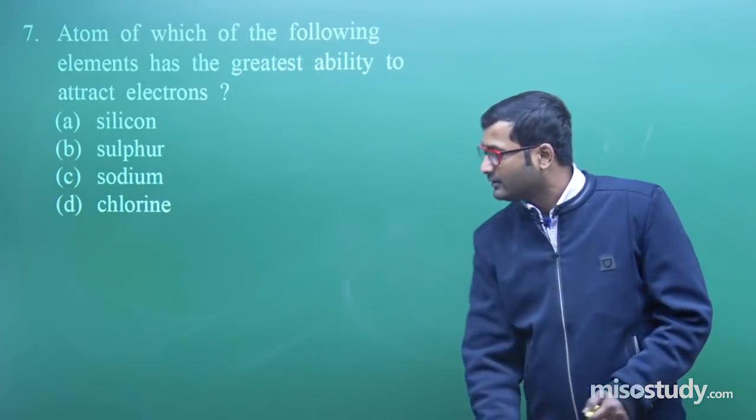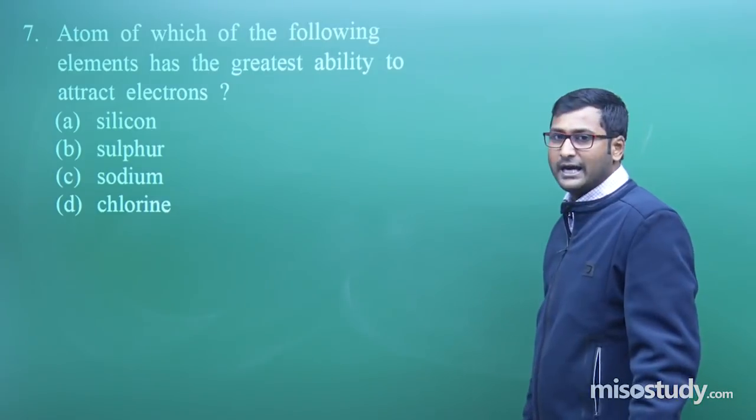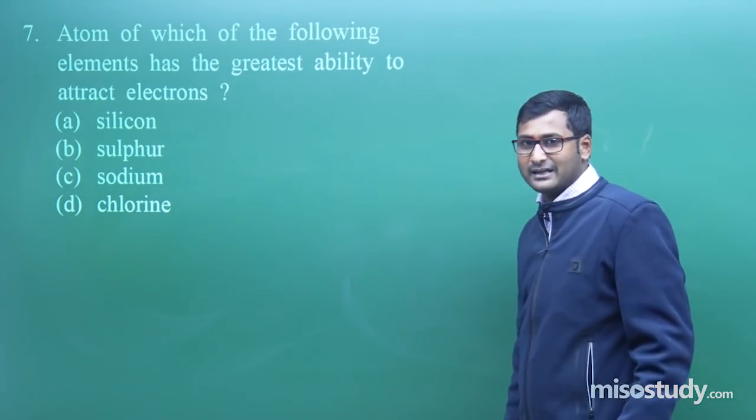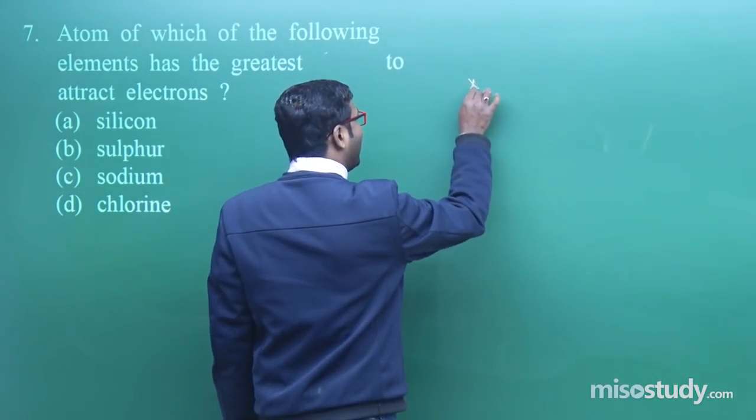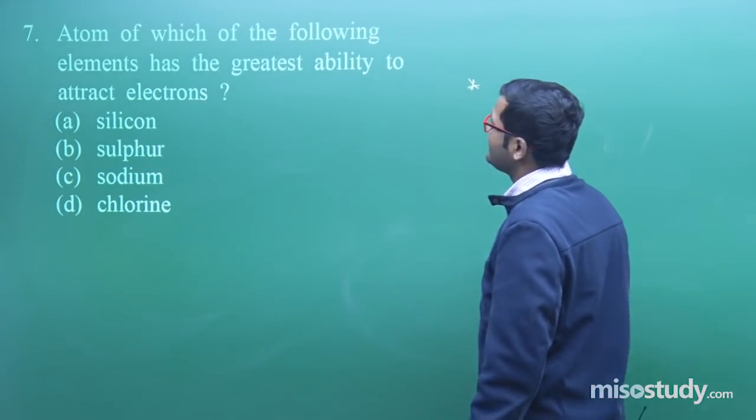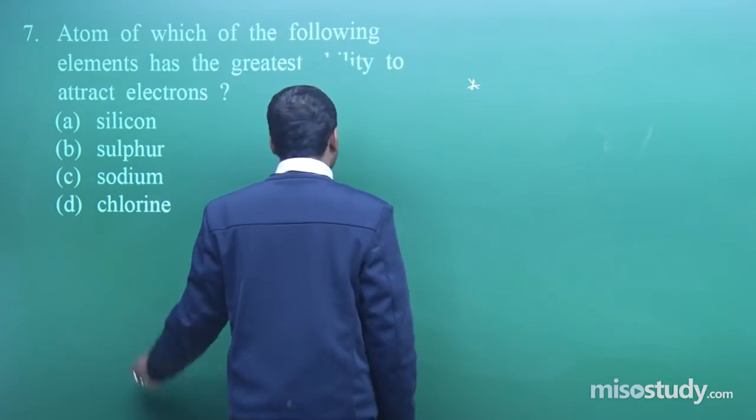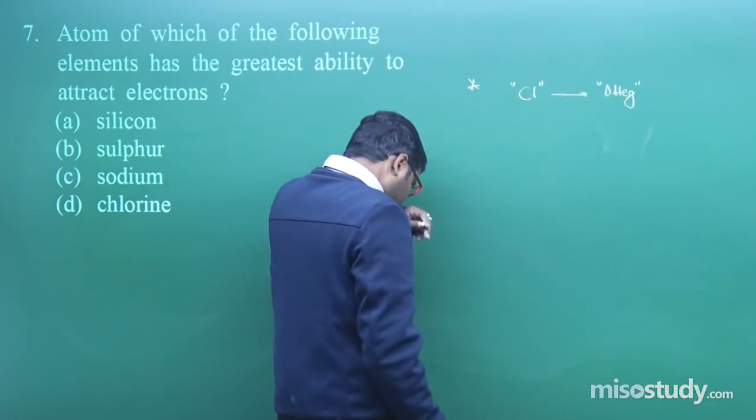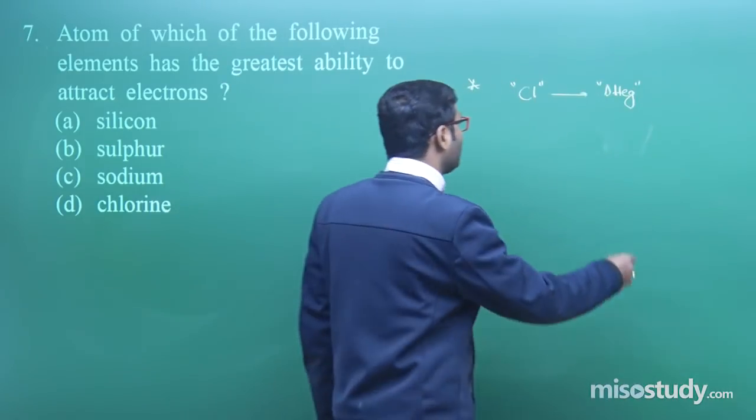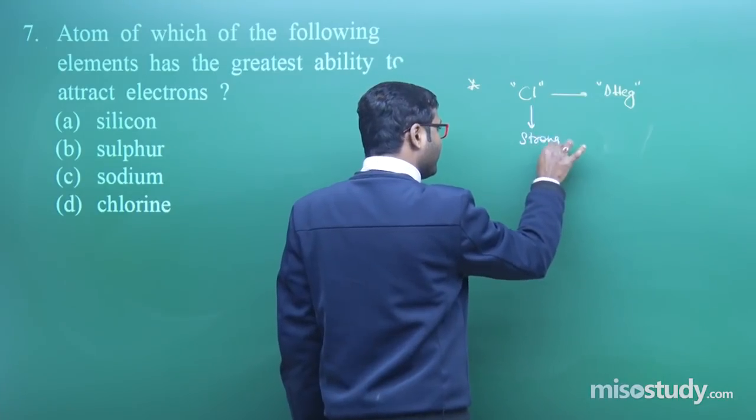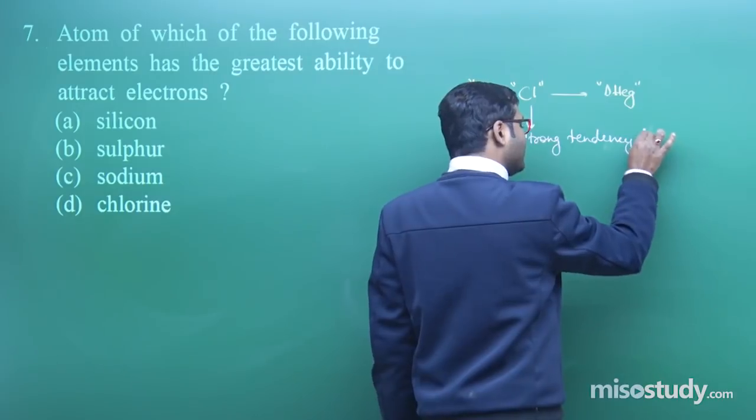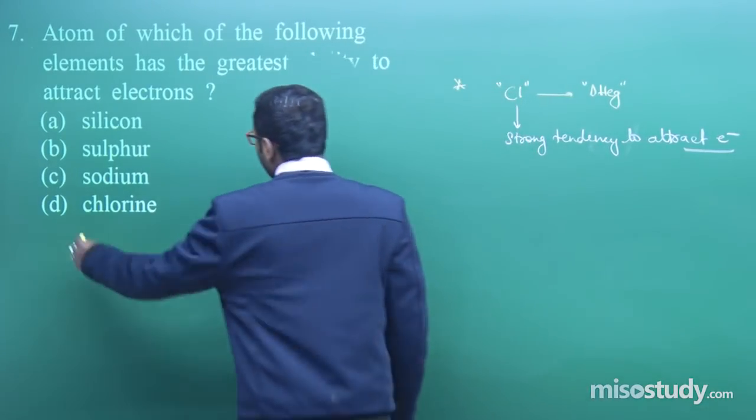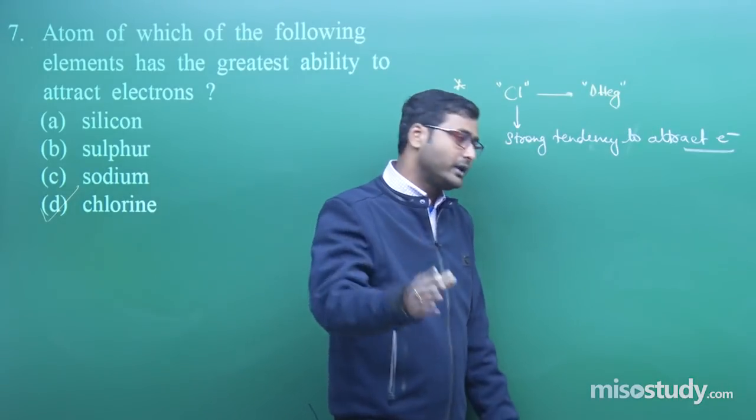The next question is question number 7. Atoms of which of the following elements have the greatest ability to attract electrons? The options are silicon, sulfur, sodium and chlorine. In case of chlorine, we know it has a high value of electron gain enthalpy. That means it has a strong tendency to attract electrons due to the high value of electron gain enthalpy. So for question number 7, D is the correct option. Chlorine is the answer. Is it clear?